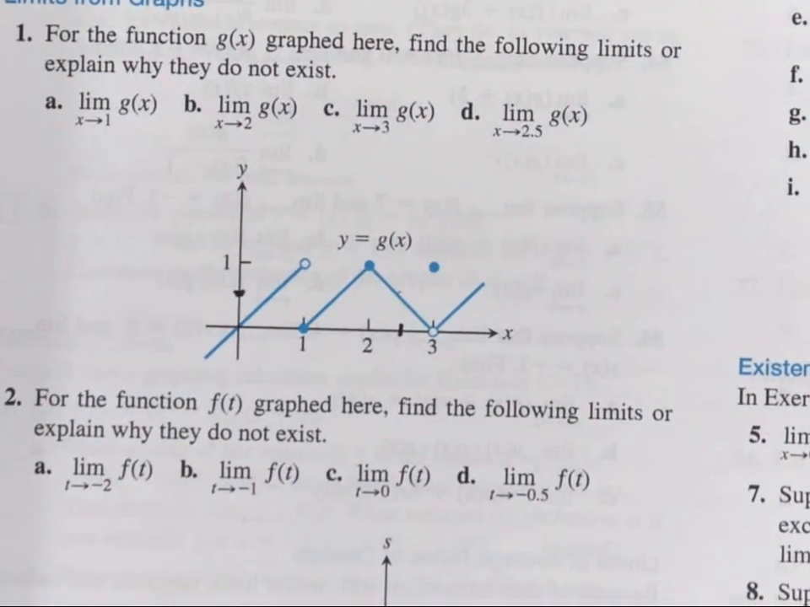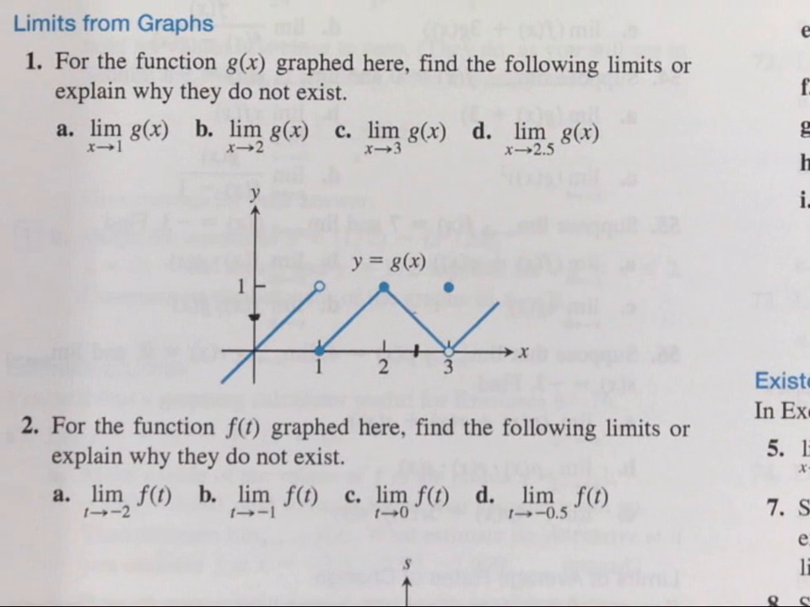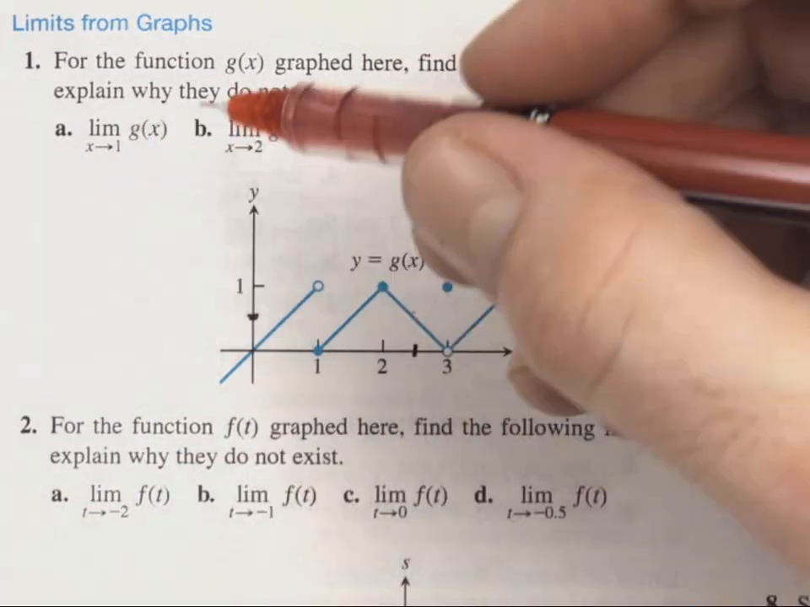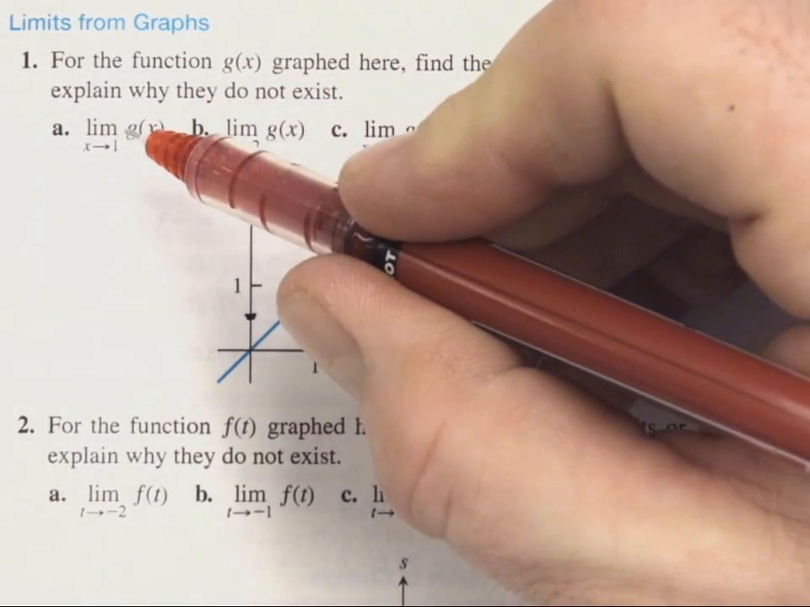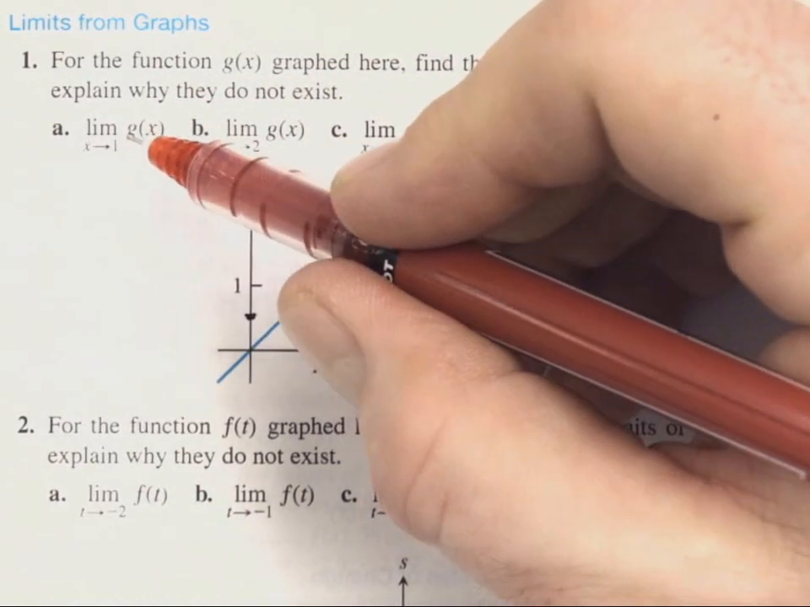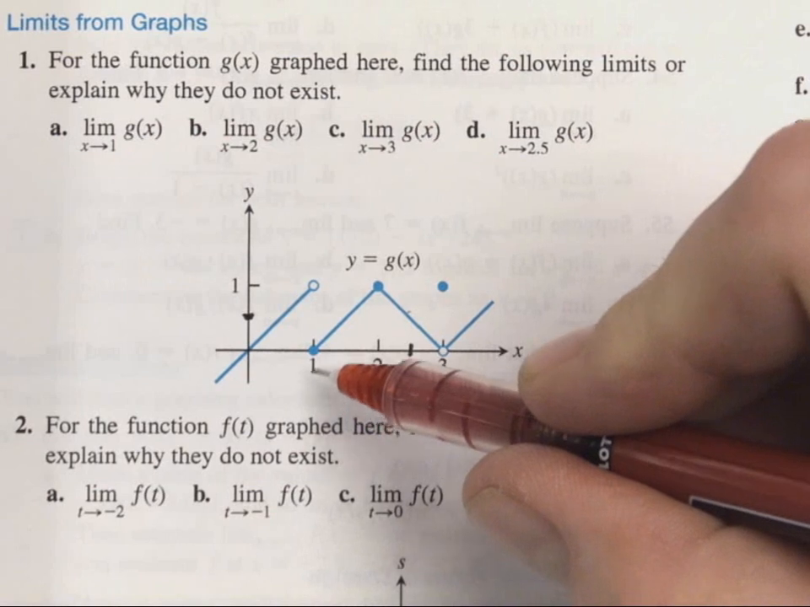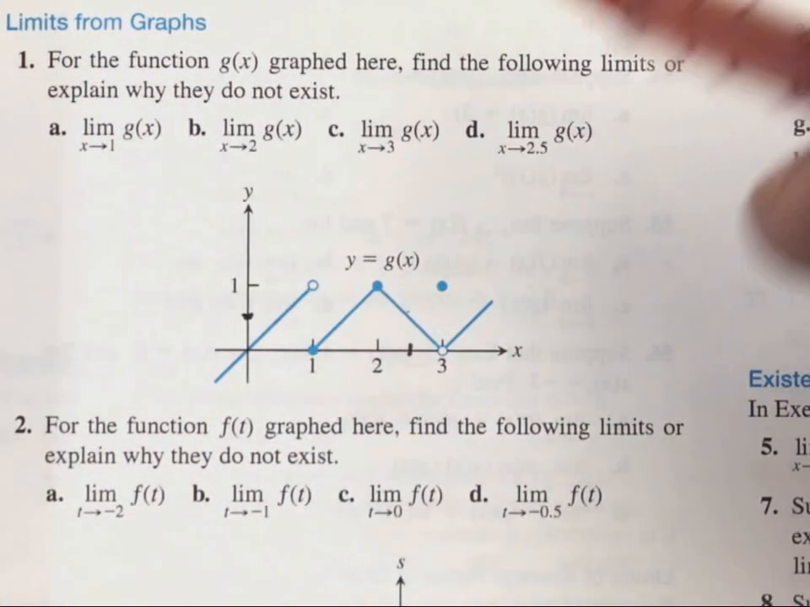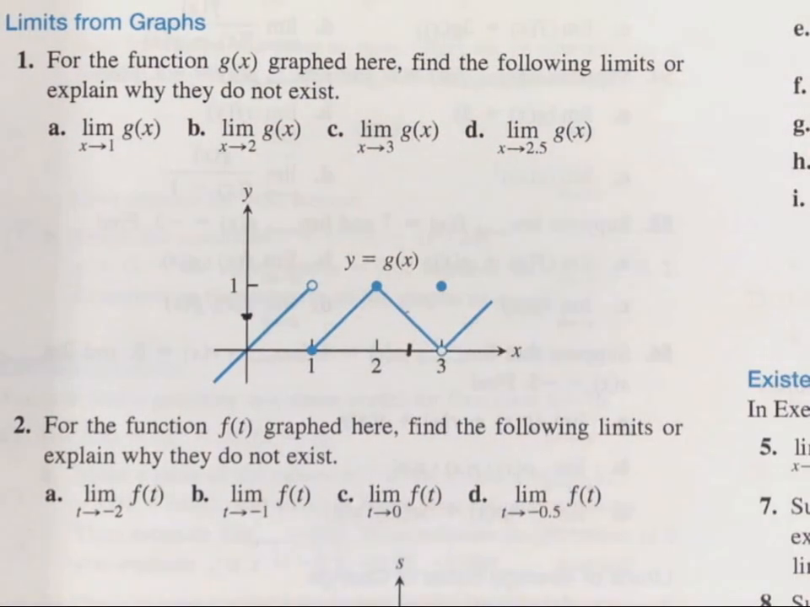It says for the function g of x graph here, find the following limits or explain why they do not exist. The very first one asks you, this blue function here is our g of x function, okay? They're going to ask you limits for particular x values. So when they ask you, what's the limit as x approaches 1, well, this 1 right here represents an x-axis value, right? So I'm asking for this 1 right here. Does that make sense? The limit says the x value because x approaches that, of the blue function.